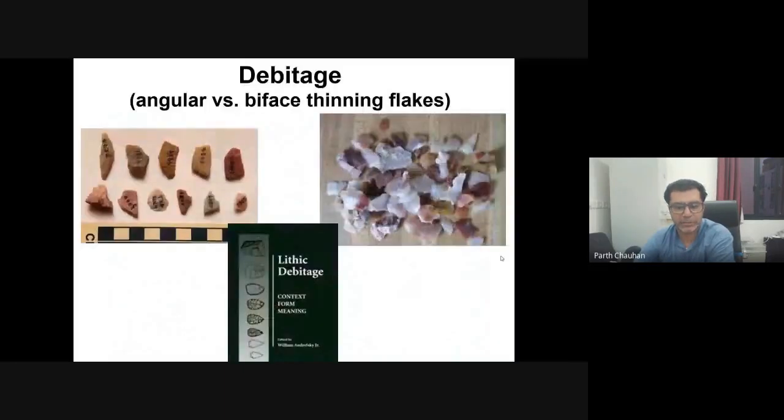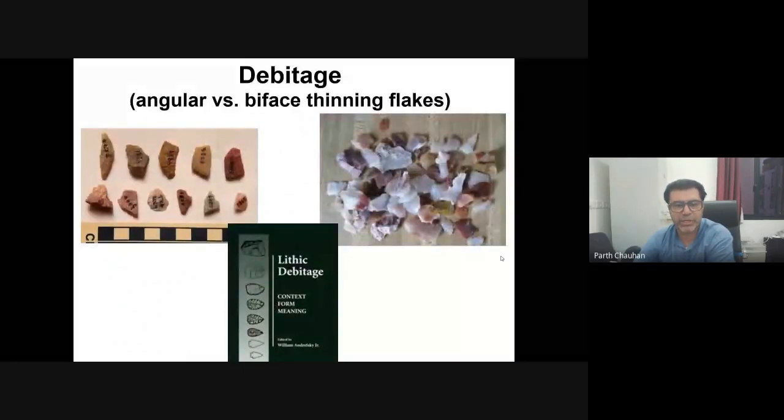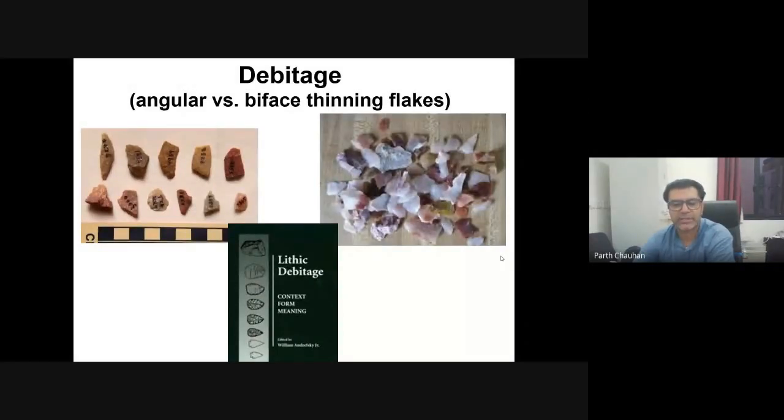And then debitage as well, a small debris that comes out. It can be angular debitage, it can be small biface thinning flakes. Different types of debitage tell us different things. The first thing it tells us, if we find debitage, is that the site is relatively less disturbed, and we can use this information to talk about the manufacturing sequence. It suggests that it was a manufacturing site or a factory site.